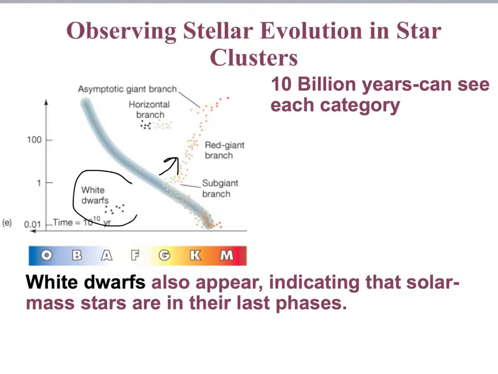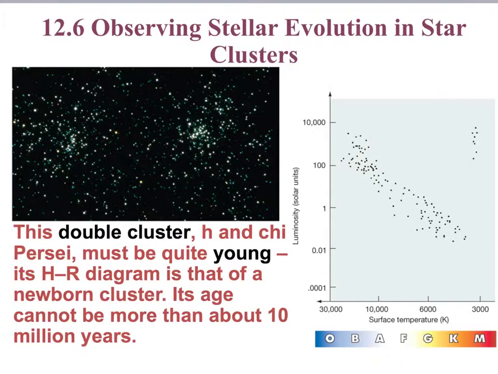Now we clearly have a well-defined white dwarf area, we clearly have the giant branch, and we can see each different area of the HR diagram, each different phase of stellar evolution. We can also see that some solar mass stars have reached the ends of their lives. So the white dwarfs would represent stars that are sun-like, but more massive sun-like stars.